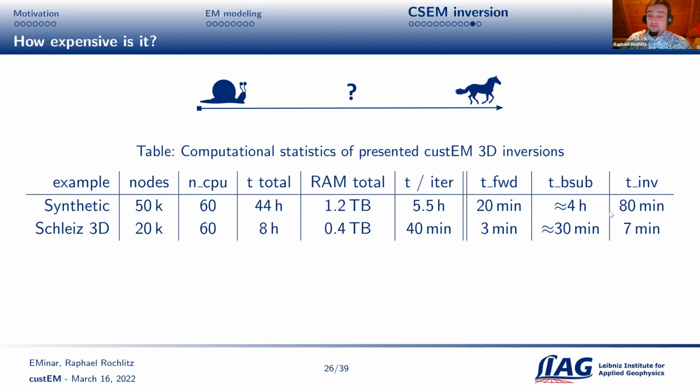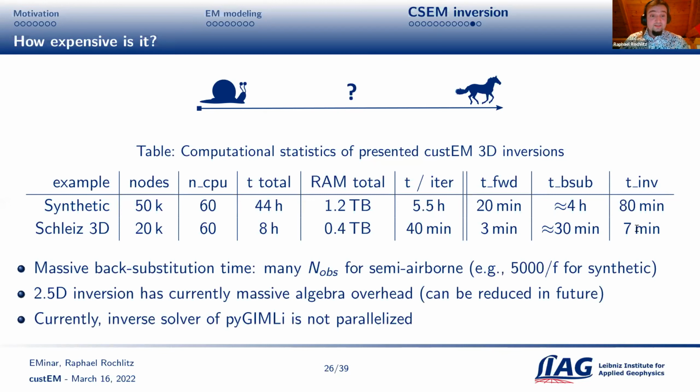And we have also, of course, an increased time for the inverse solver, because the inverse problem is significantly larger in our synthetic case than in the real Schleitz case here. So, a few further facts I already told you. Back substitution really matters in our inversion approach so far.